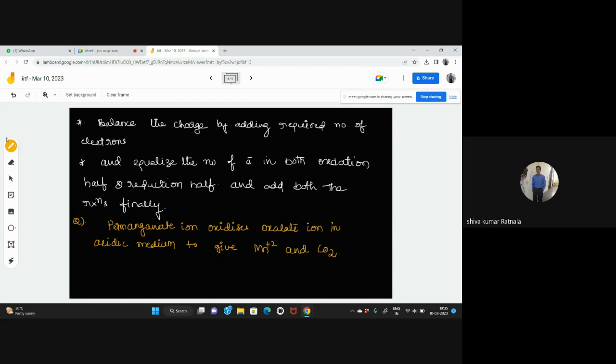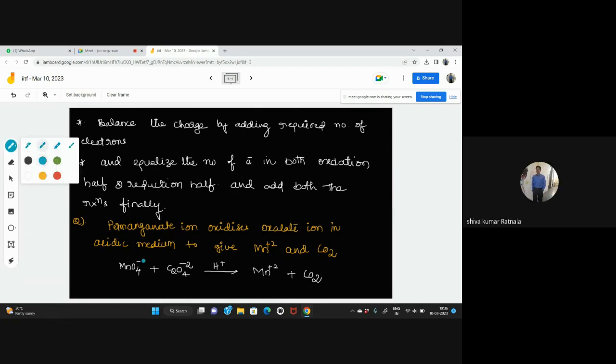Shall we start? Very simple, we can show that. First, let me write the skeletal equation. What is the skeletal equation here? Permanganate ion means MnO4 minus plus oxalate ion means C2O4 minus 2 oxidizes in acidic medium, that means H plus, gives rise to Mn plus 2 and CO2. This is the basic reaction, right? Yes, sir.